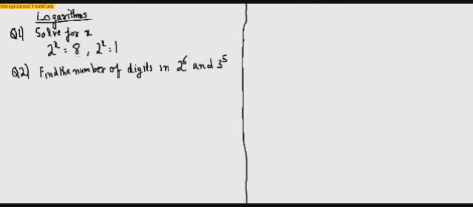If you see, the solution to these questions is pretty straightforward. 2 raised to what will give us 8? Then we can simply say that 2 raised to 3 will give us 8. Therefore, x equal to 3. In the second case, 2 raised to 0 will give us 1. Therefore, x is equal to 0.